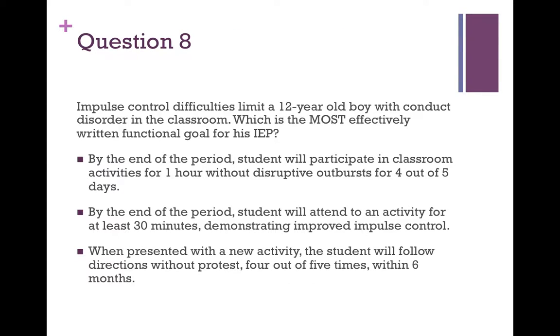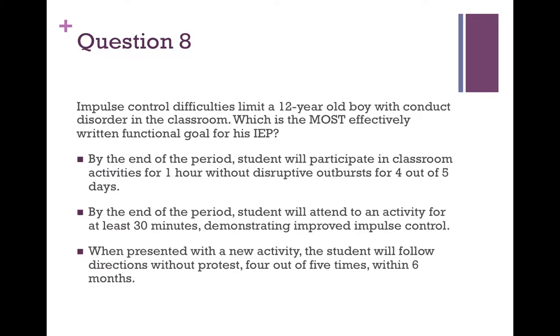Okay, so the last question was an MBCOT prep question. So this one was pretty tricky. Impulse control difficulties limit a 12-year-old boy with conduct disorder in the classroom. Which is the most effectively written functional goal for his IEP? So the key word here is functional. The correct answer is A. By the end of the period, student will participate in classroom activities for 1 hour without disruptive outbursts for 4 out of 5 days. And that's because this is relating the performance to be developed to a child's environment or life tasks, and that's what makes it meaningful and functional.